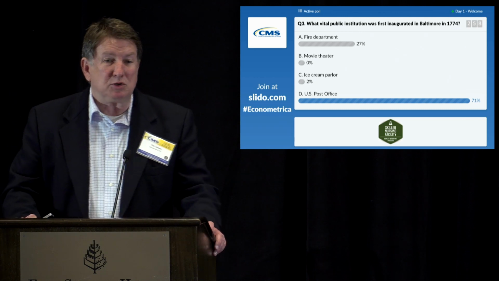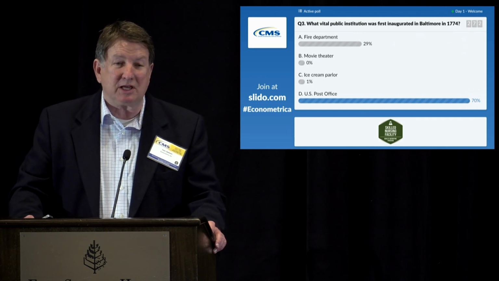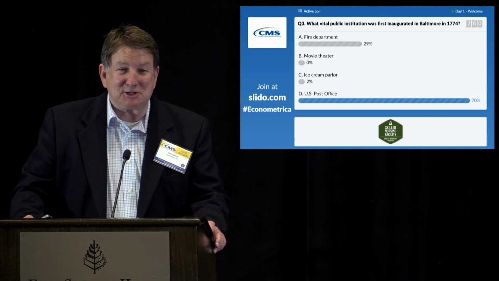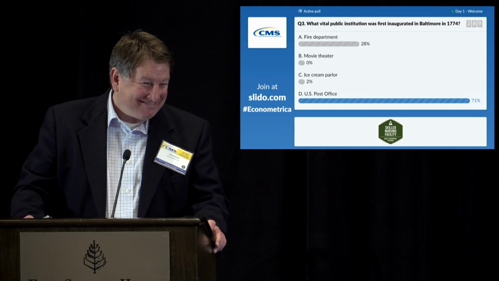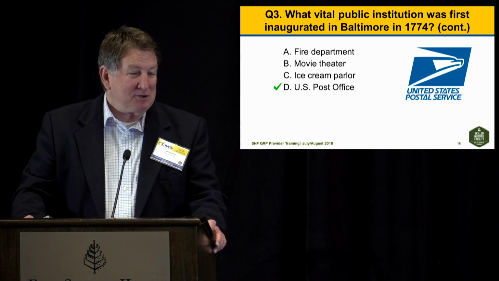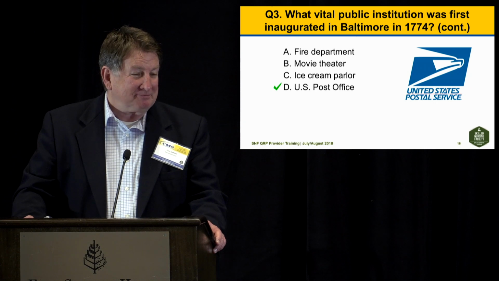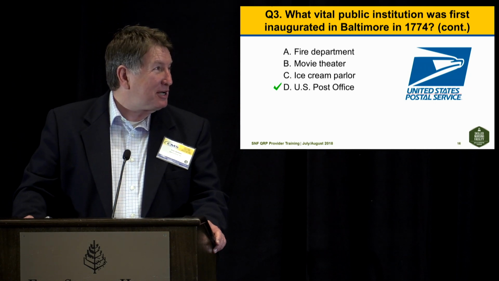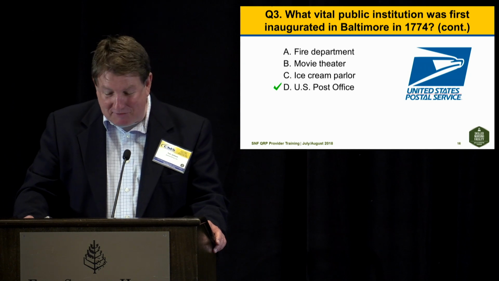And we're up to about 250. All right, somebody's given the answers. I can see you. All right, let's go ahead and go to the right answer. It is the U.S. Post Office, not the most important public institution, which of course is the ice cream parlor, but the one that was invented here in 1774.